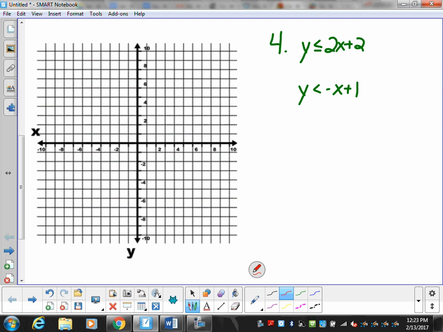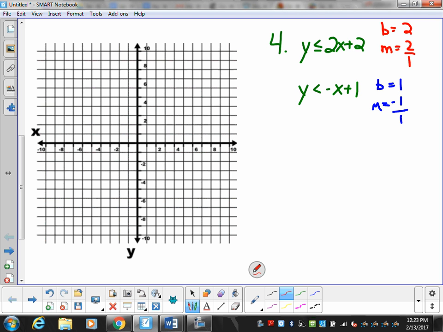So you're on the top. What's my y-intercept on the top? Okay, what's my slope? 2/1. Okay, what's my y-intercept on the bottom? Okay, my y-intercept's 1, and what's my slope? -1/1. Okay, so when you're graphing them, always start out with your slope and your y-intercept. That's just the easiest place to start.